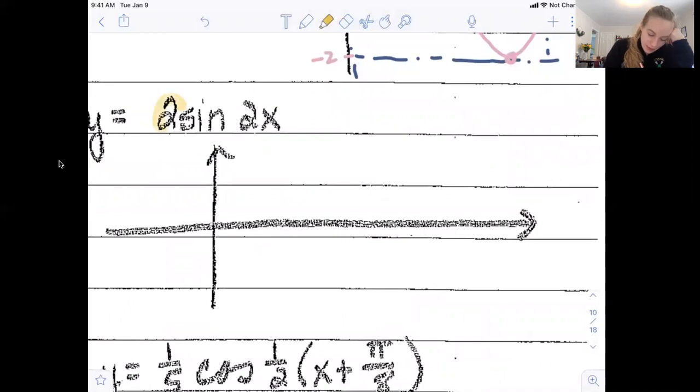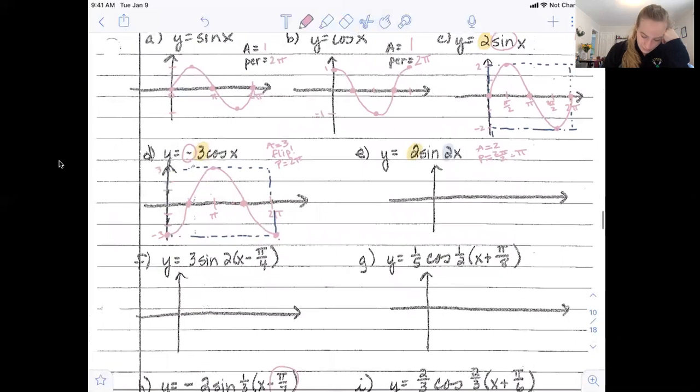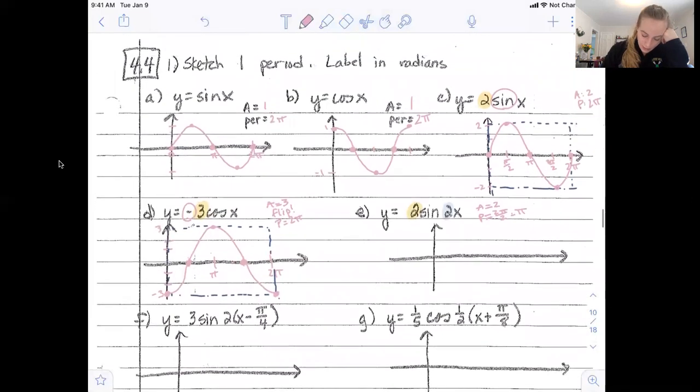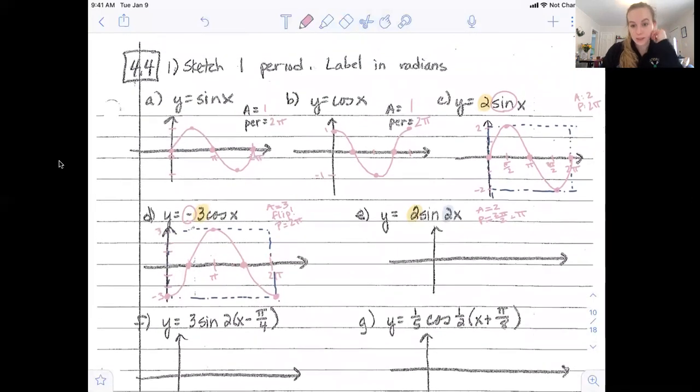All right, this time I have not just an amplitude change, but I also have a period change because I've got a number in front of the X. Remember, if it's with the X, it changes it horizontally. If it's out front of the trig or behind the trig, that changes my Y. So my amplitude is 2 and my period is not 2π, it's going to be 2π divided by 2, which is just π. Yep, we haven't done that yet. 2π divided by 2.